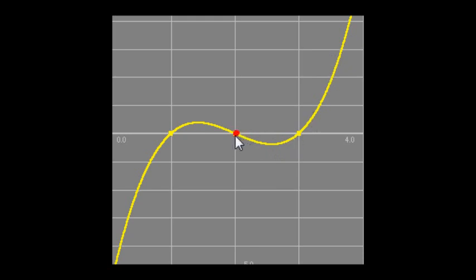This point is an inflection point because the second derivative at this point is 0, and if you move to the left of it, the graph is concave down, and if you move to the right of this point, the graph is concave up.